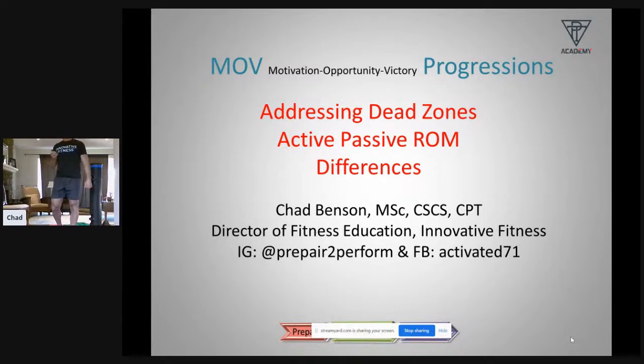So without further ado, you can see that the title up on the screen right now is addressing dead zones, active passive range differences. So the major issue here is to understand what mobility is and call it like a mobility makeover, in the sense that certain techniques can be used to help address what I would call neurological inefficiencies in the body. So one of the ways to assess whether or not you have a neurological inefficiency or an inability to access available ranges of motion to you is to look at this concept of an active passive range difference, which we've previously discussed in another seminar.